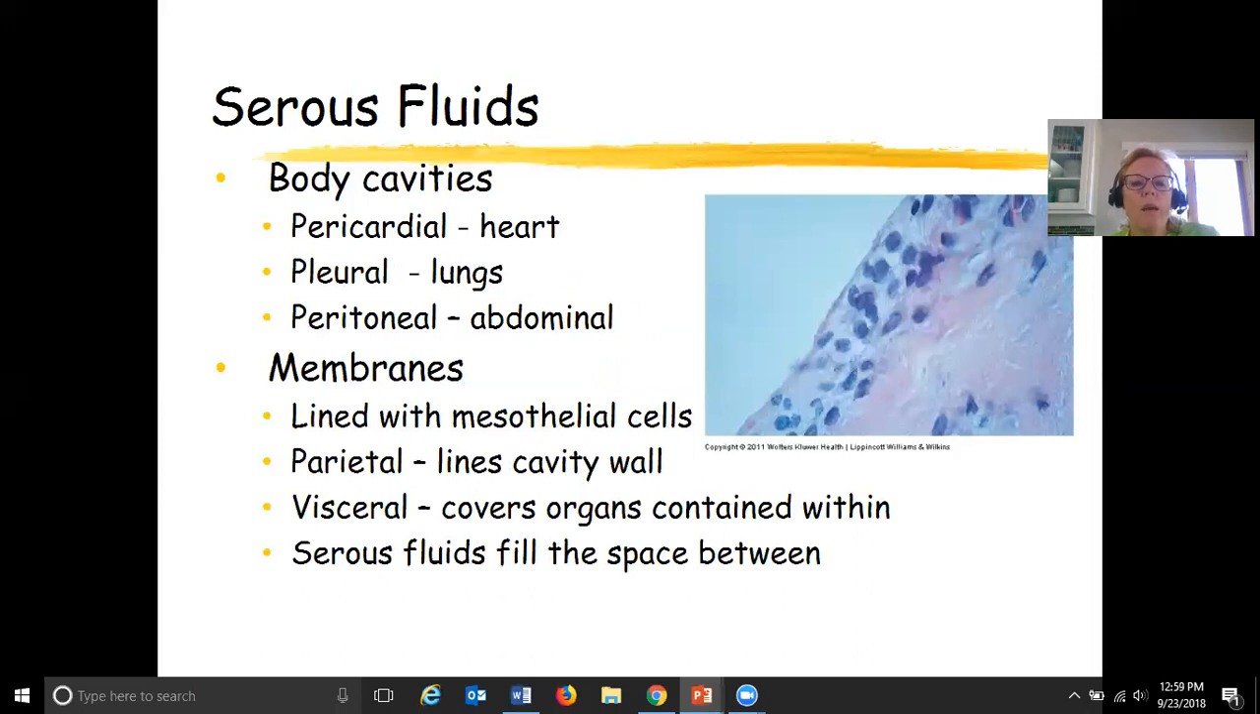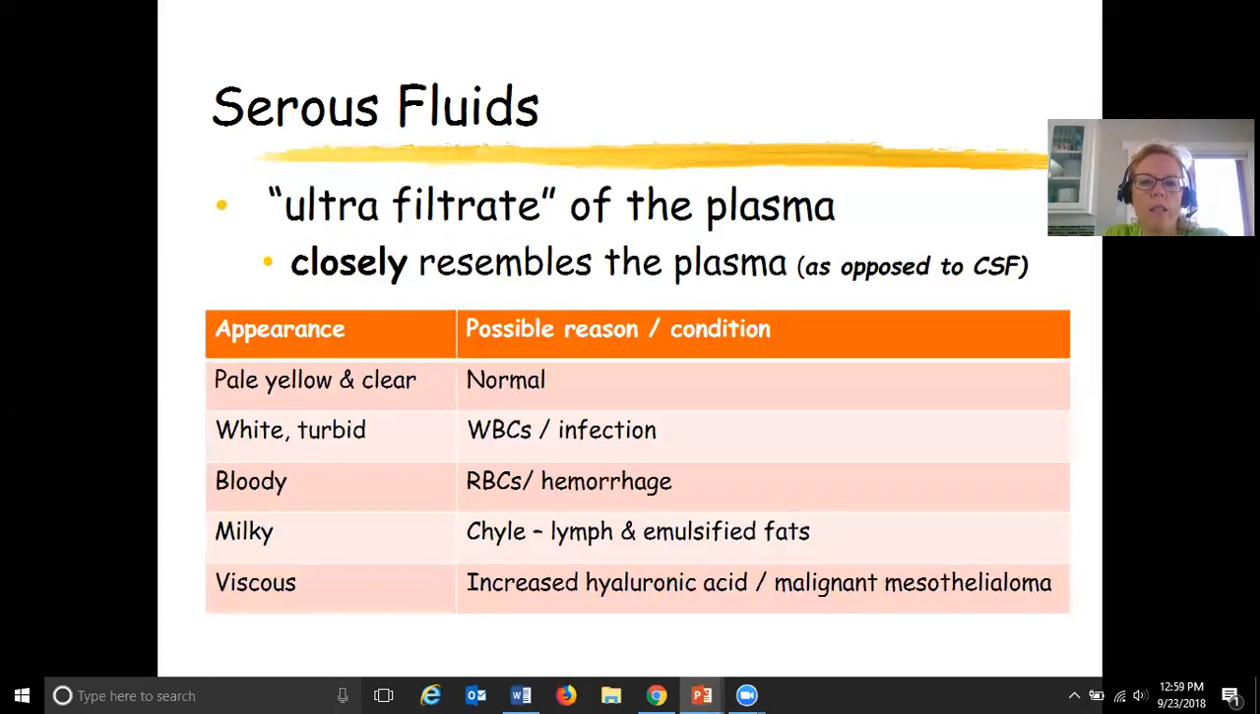When we talk about these membranes, we talk about the lining cells, and they're called mesothelial cells. The only place you see mesothelial cells are in the serous or body fluid cavities. Just like ependymal cells are only seen in the cerebral spinal fluid, they're the lining cells. These mesothelial cells are only seen in the body cavities. So again, the parietal mesothelial cells line the cavity wall, and the visceral mesothelial cells cover the organs contained. And then the fluid fills the space in between the two sets of membranes.